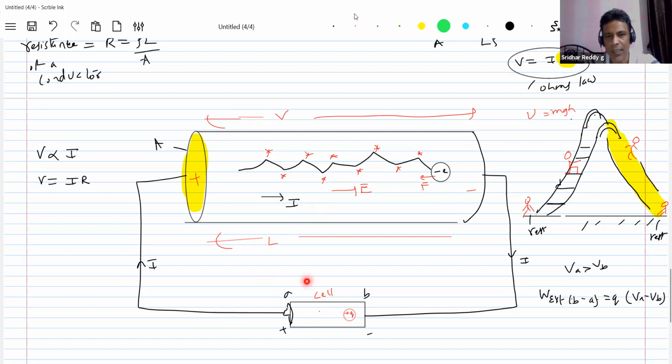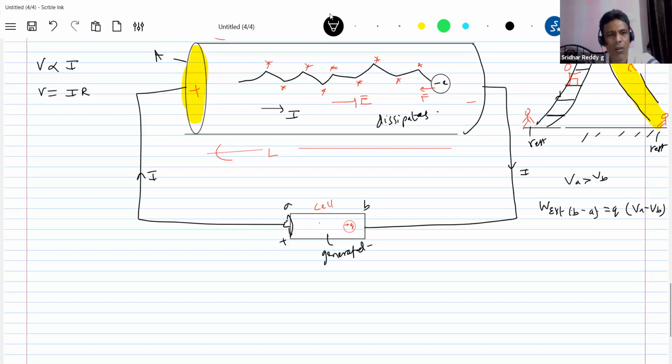I think there are two things here. The cell generates energy, and the conductor dissipates energy. So here I'll use the word dissipates: here electrical energy is dissipated, and here it is generated. So how do we calculate all this power generated? We know from electrostatics that the work done dW equals Q into V, the potential difference.